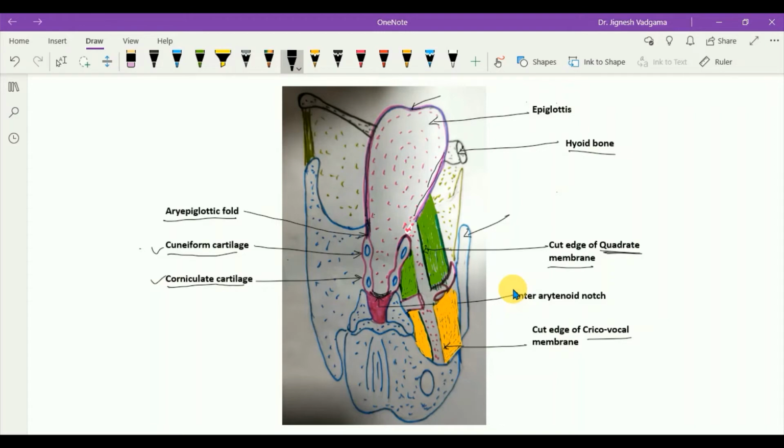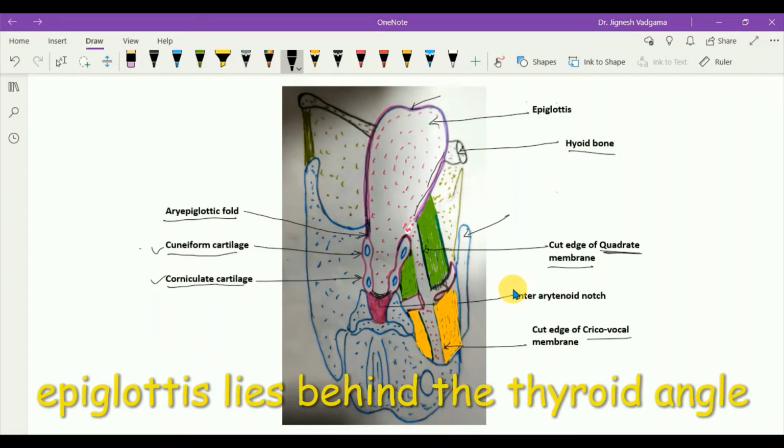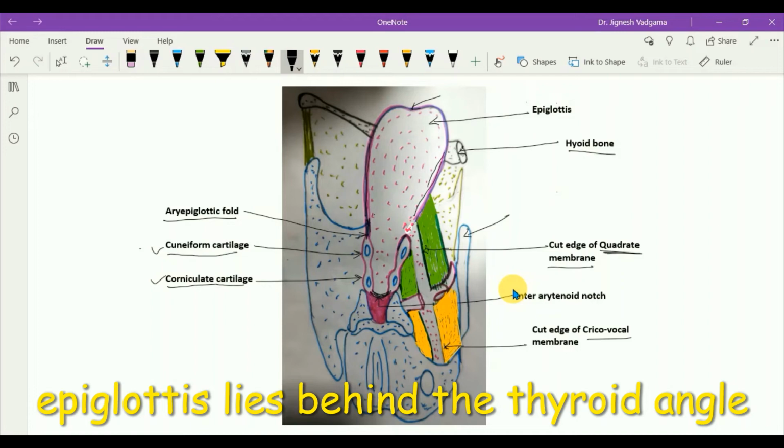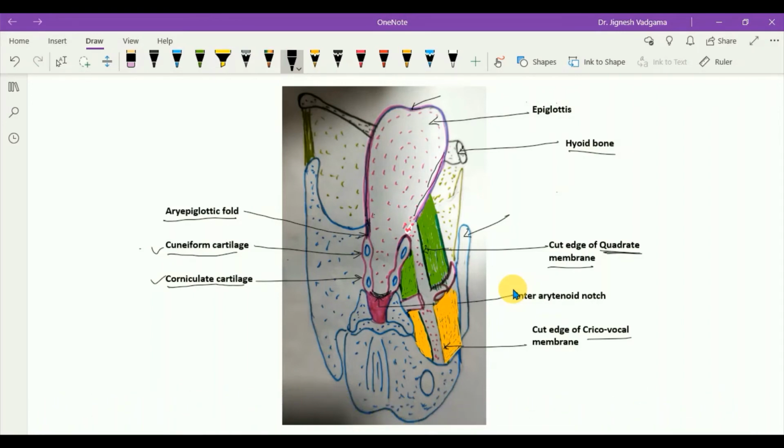Now with the contraction of the aryepiglotticus muscle, the laryngeal inlet will close, while the opening of the laryngeal inlet is mostly passive, but it is assisted by the contraction of the thyroepiglotticus muscle. Now the orientation with the cartilages of the larynx: we know that the arytenoid cartilage is posteriorly situated just above the cricoid, and the epiglottis lies in front of the thyroid angle. So the contraction of these two muscles is helpful for the movements, or we can say the opening or closing, of the laryngeal inlet.